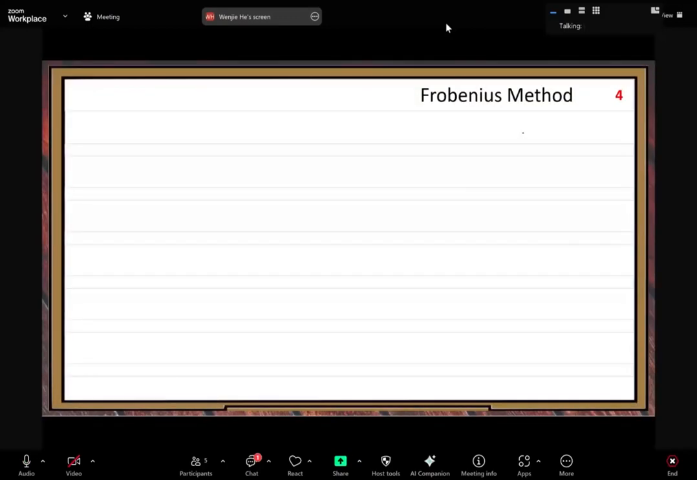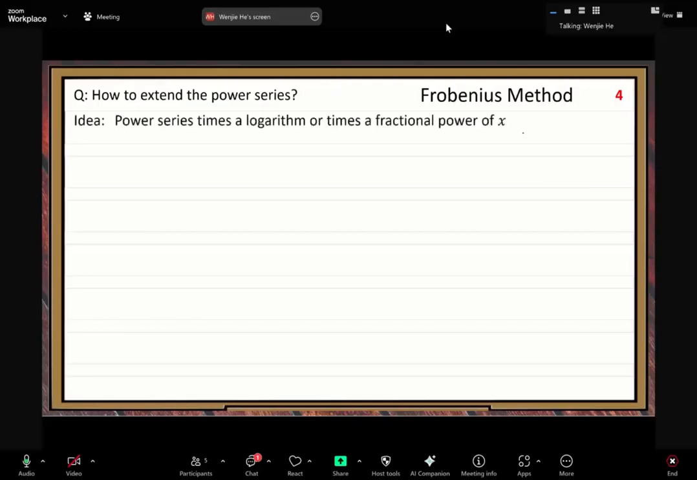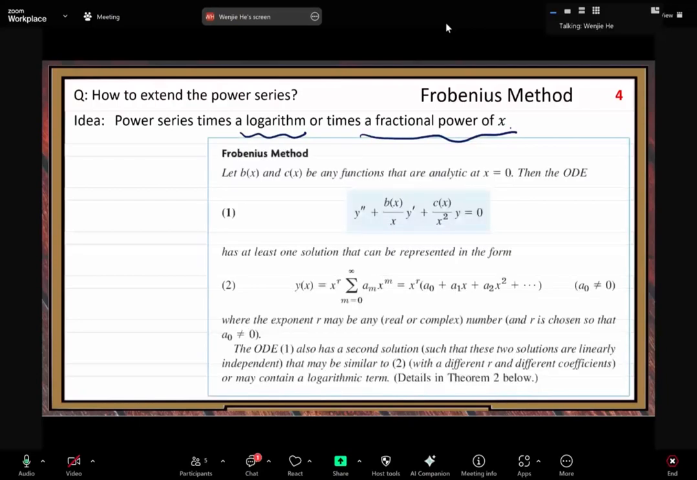The Frobenius method. How to extend the power series. With that understanding, now let's look at the result. Sometimes you need to multiply by a logarithm, it could be a log function, then a fractional power of x, that r. This is the Frobenius method. All right, let's look at the content.